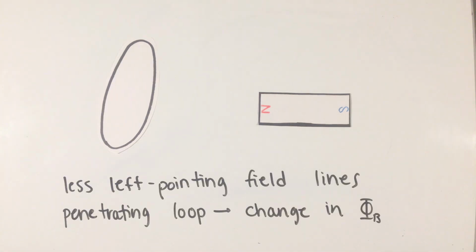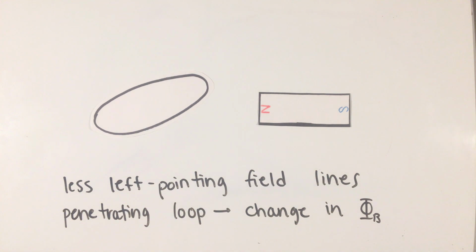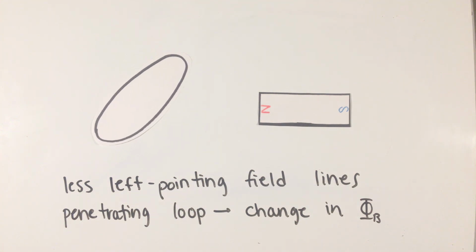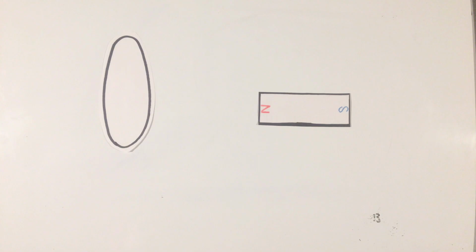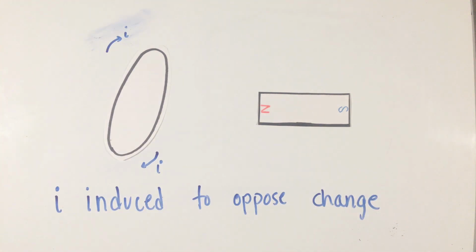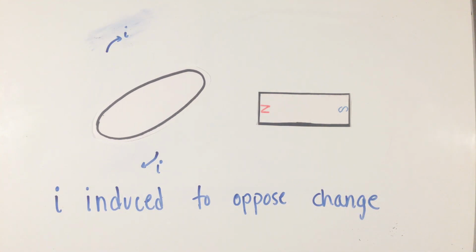For example, if this loop were to begin rotating, the amount of field lines penetrating this exposed area would begin to decrease. This, like all previous situations, will induce a current that opposes the change in magnetic flux.